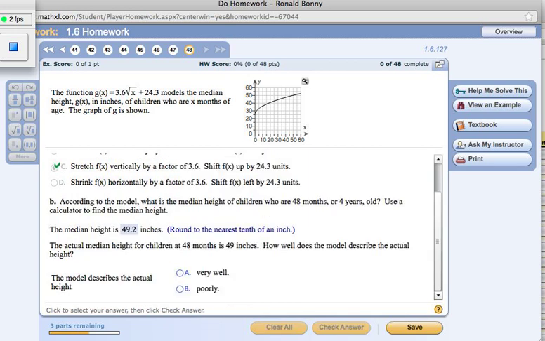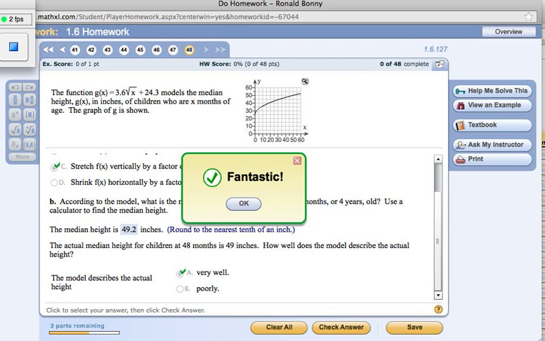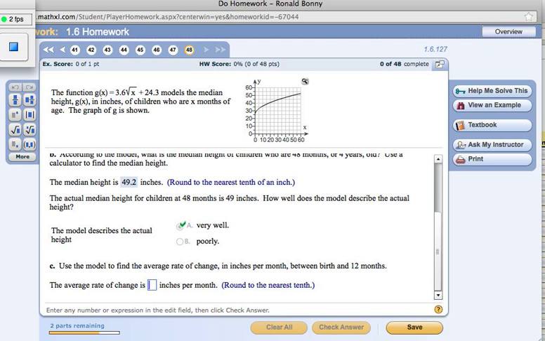All right, now the next part of the question says the actual median height for children at 48 months is 49 inches. How well does the model describe the actual height? So we got an answer of 49.2, and the answer is supposed to be 49. So those numbers are extremely close to each other, only off by 0.2. So I'm going to say the model describes it very well. If we would have gotten something like 55, then hey, there's something that's a little wrong with that. However, the 49.2 is great. Okay, let's move on to the next one.